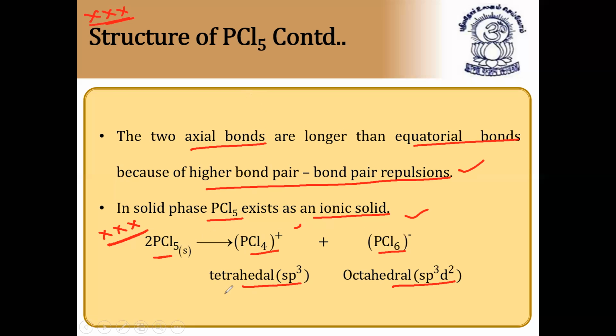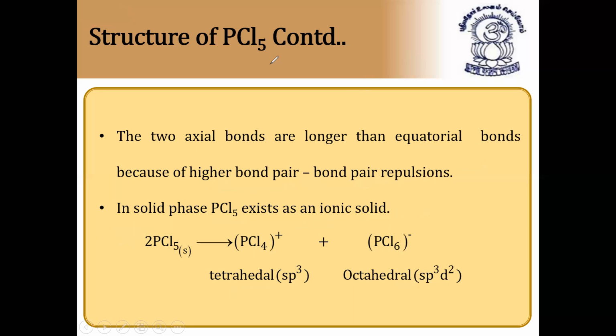So PCl4+ is tetrahedral shape, sp3 hybridization, and PCl6- is octahedral shape, sp3d2 hybridization. So in solid phase, PCl5 exists as an ionic solid because it forms ions. As it forms ions, in solid phase it exists as ionic solid. So very, very important, all these points.